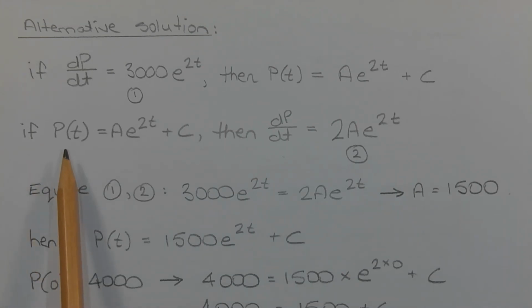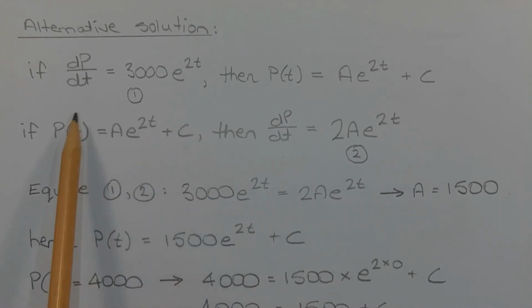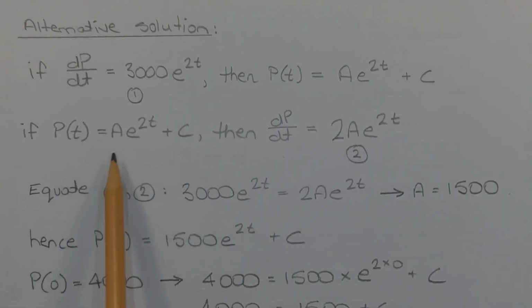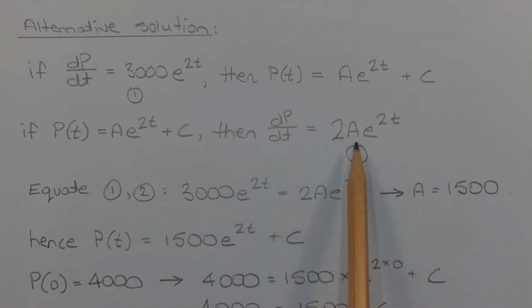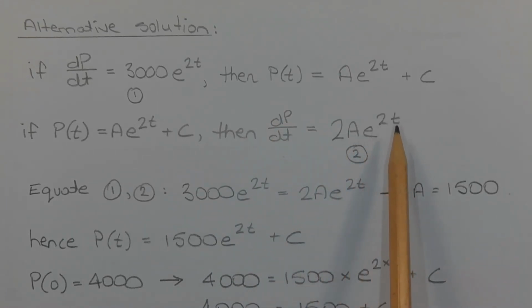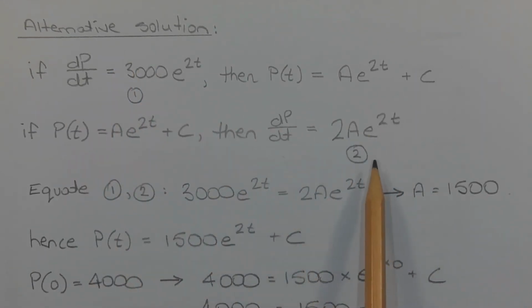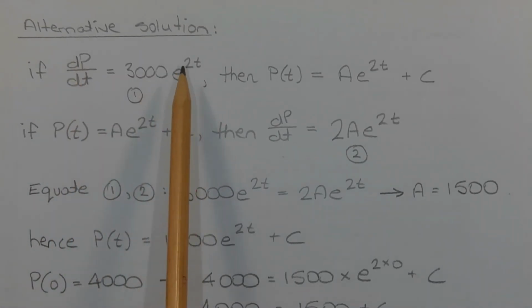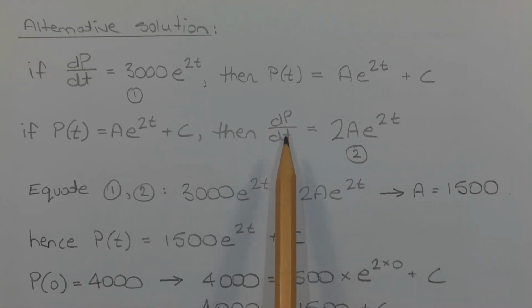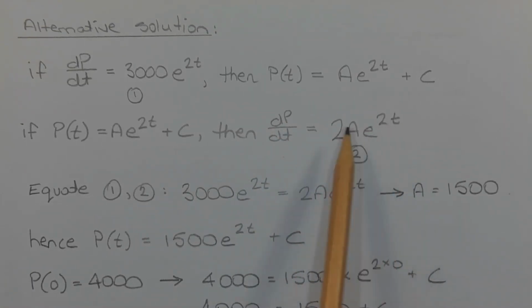So if P of t is equal to a times e to the power of 2t plus c, and we differentiate this function with respect to t, then dP/dt is equal to 2 times a times e to the power of 2t. I've called these equation number 1 and equation number 2. Notice that we have dP/dt equals 3000 times e to the power of 2t, but we also have dP/dt equal to 2 times a times e to the power of 2t. Notice that the two forms are similar.